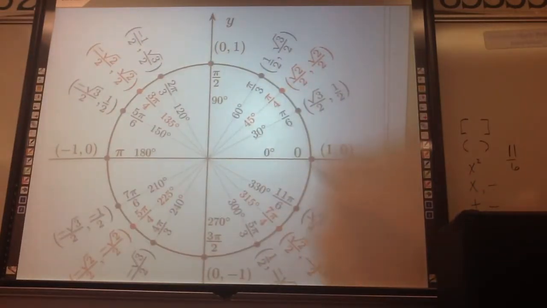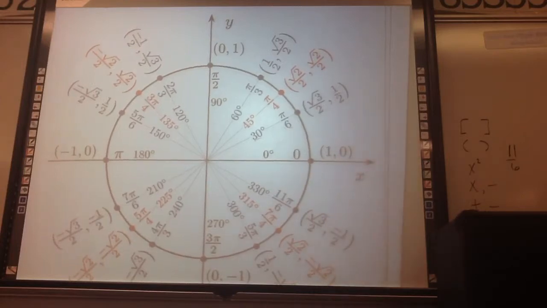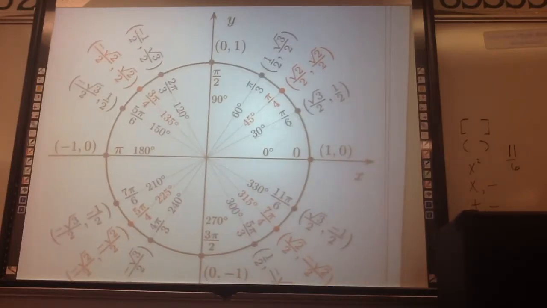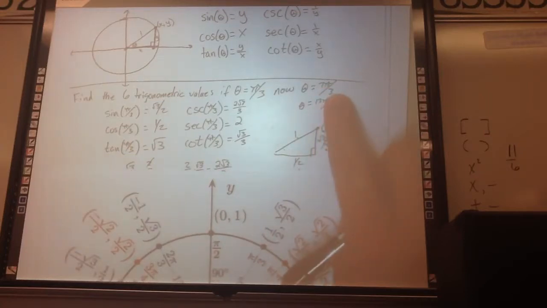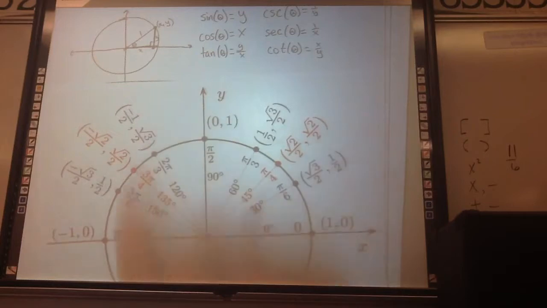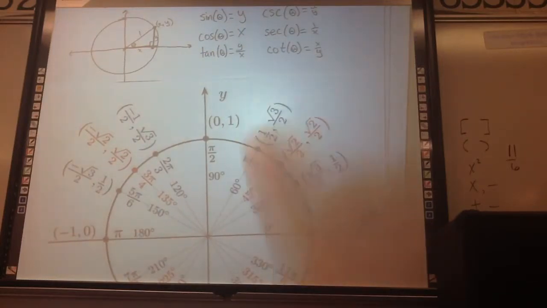Why 6? Because it's 6 pi over 3. I'm just getting a common denominator. 7 over 3 is 2 and 1/3, isn't it? So 2 pi is all the way around, plus another 1/3 pi. Boom, you're back in the same spot.